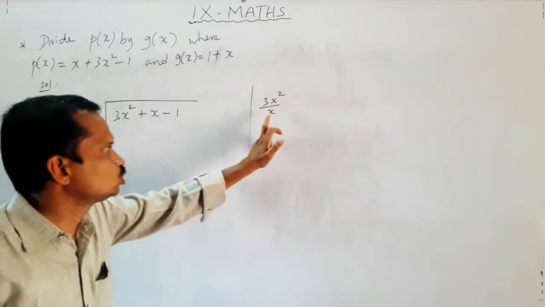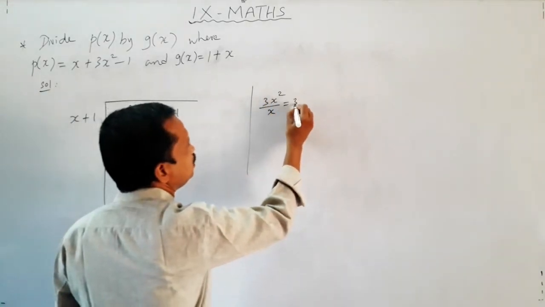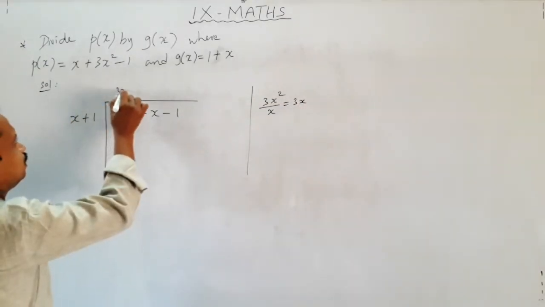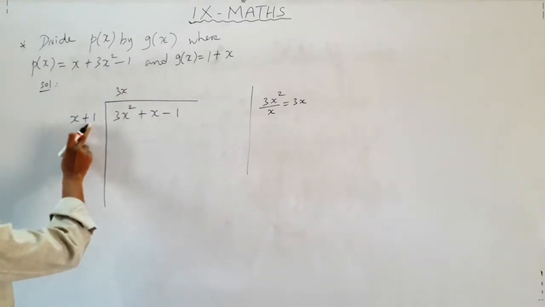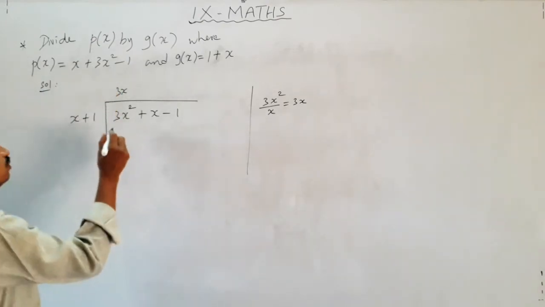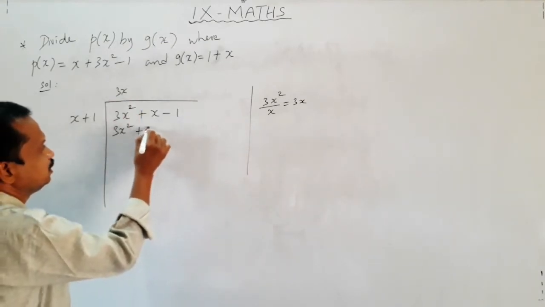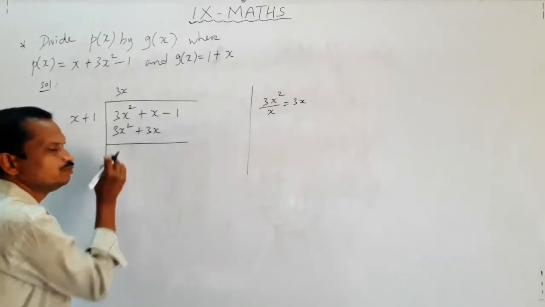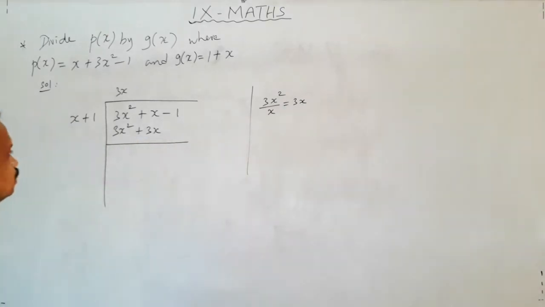Clear? So 3x square by x, what do you get? 3x. Am I right? So write that in the quotient part, 3x. Now you have to multiply each term of the divisor with this 3x. So x into 3x we get 3x square. 1 into 3x, 3x. Clear? And draw a line, leaving a little bit of gap under this. So you have to draw a line like that.